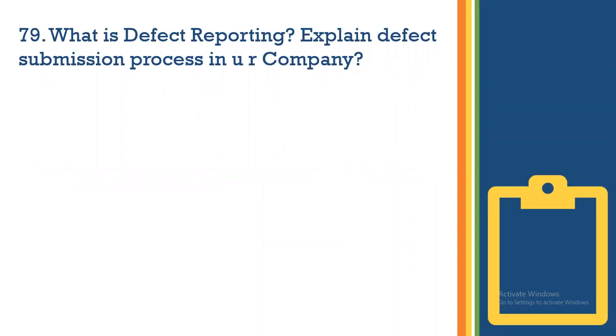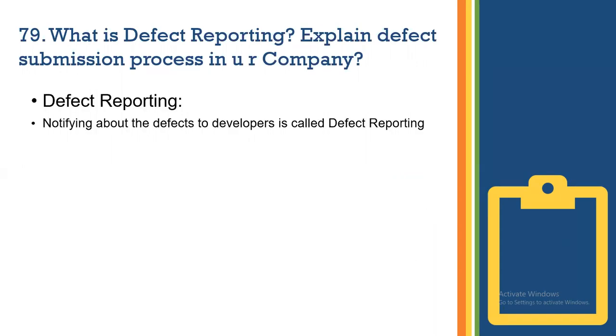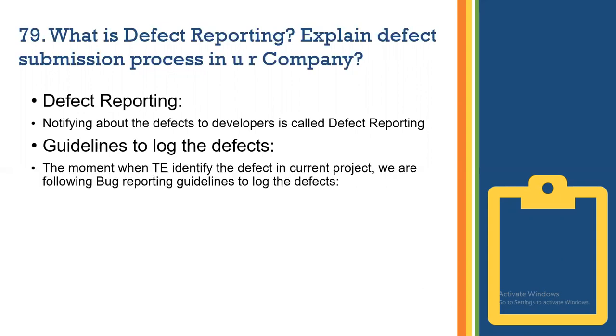What is defect reporting? Explain defect submission process in your company. What is the meaning of defect reporting? Notifying about the defects to developers is called defect reporting. As a test engineer, whenever we identify a defect, we have to communicate to the developers what type of defects are identified. What are the guidelines to log the defects? This is the defect submission process.